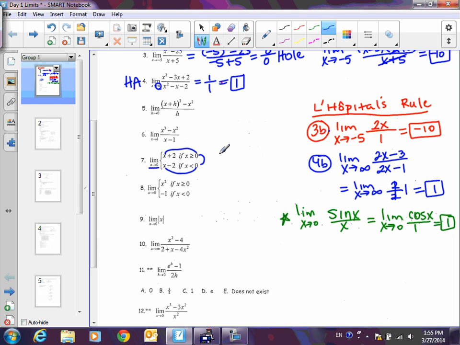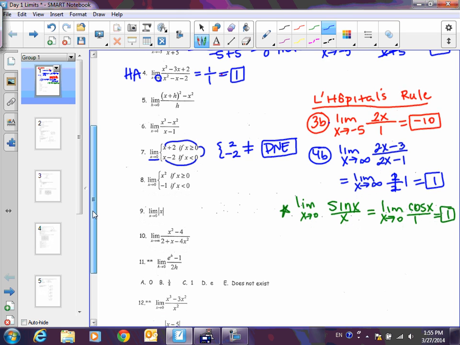So plug in 0 to the top, you get 2. So that means that the top piece starts at the point (0, 2). What about the bottom piece? Negative 2. So do the two pieces meet? I mean, are these two numbers the exact same? No, the two pieces do not meet, therefore my answer is the limit does not exist. In this case, the left-sided and right-sided limit are different, and when that happens, the limit does not exist.